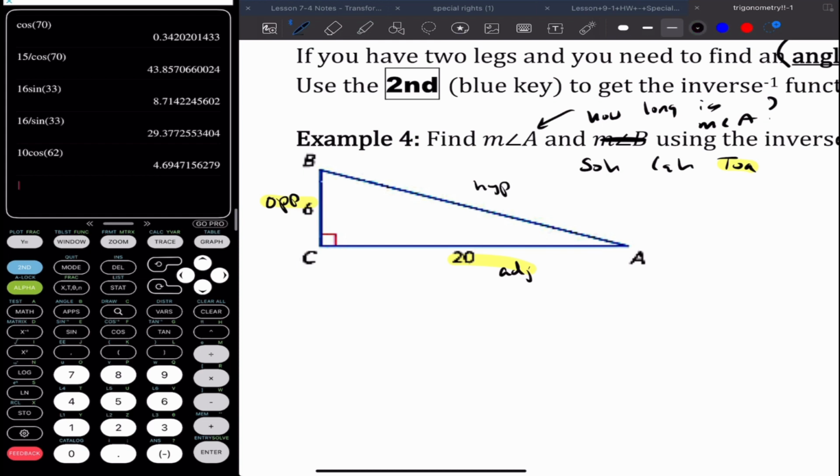So I write the tangent of your angle of reference equals what's opposite? 6. What's the adjacent side? 20. Tangent of A is equal to 6/20. Now you don't stop here. Again, you're trying to figure out how big the measure angle A is. And to do that, this is what we're going to do. Now, in Algebra 1, you were learning how to undo things, right?